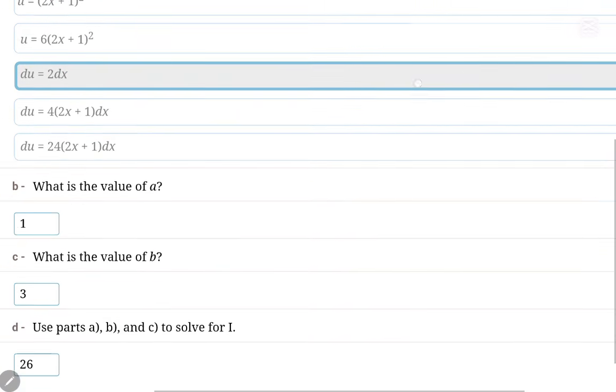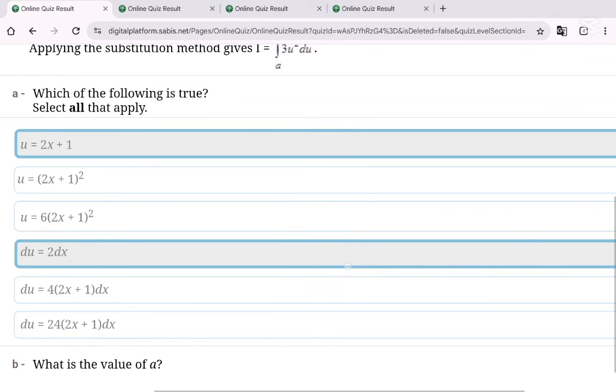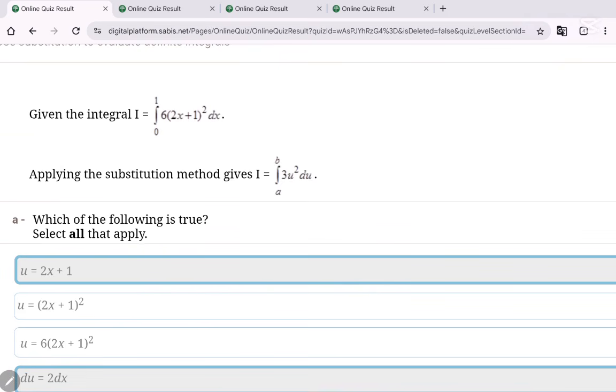For part B and C, they want us to find the values of A and B. How do we find the values of A and B? As you can see, A and B are not going to be 1 and 0. They're going to be the values of new limits. Now, how do we find the value of the new limits? So B and A are new limits. How do we find the values of these new limits?